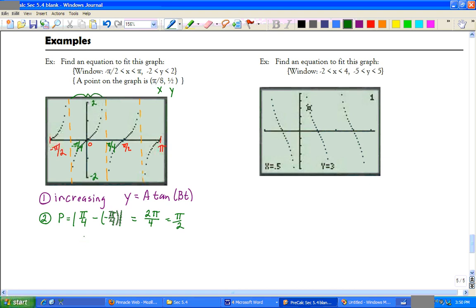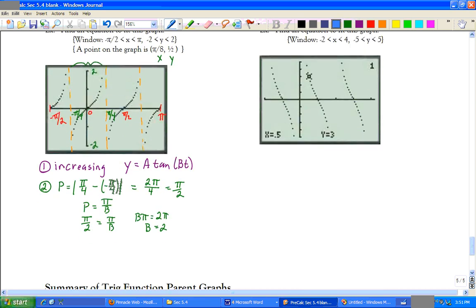Our formula is P is equal to pi over B. So we have pi over 2 is equal to pi over b. Now this is set up so we can cross multiply like a proportion, and we end up with b pi is equal to 2 pi. Divide both sides by pi and we get b equal to 2. Okay, step number 3.